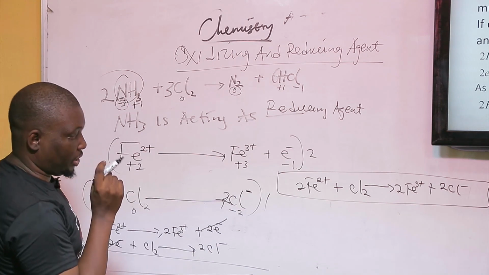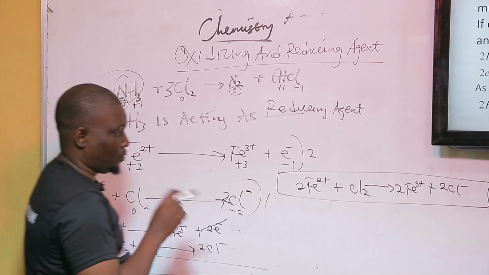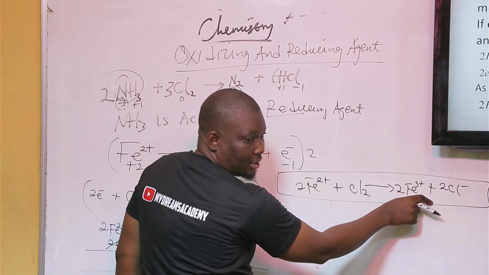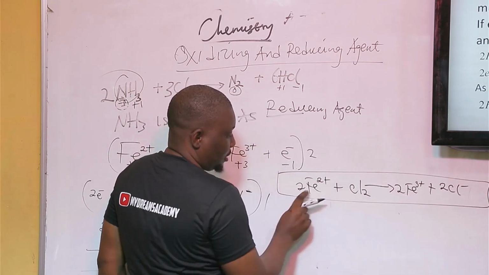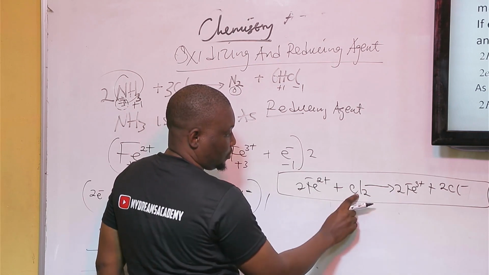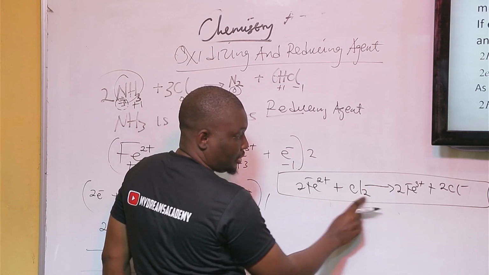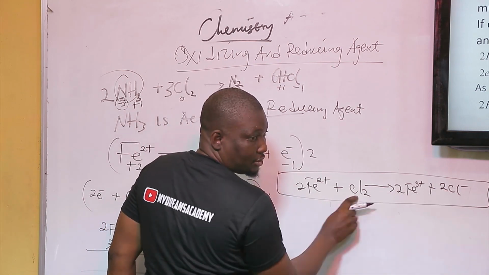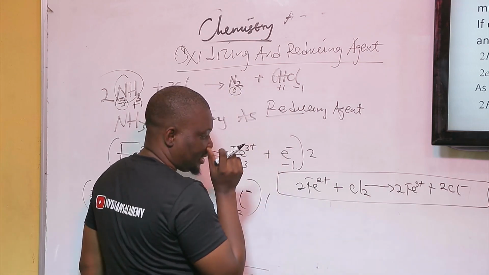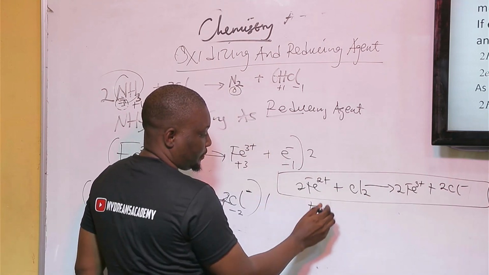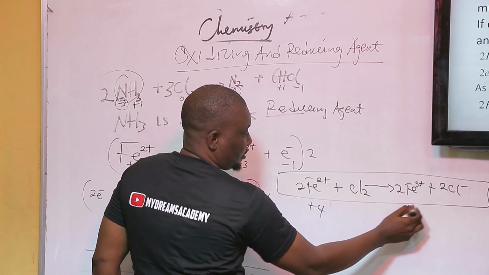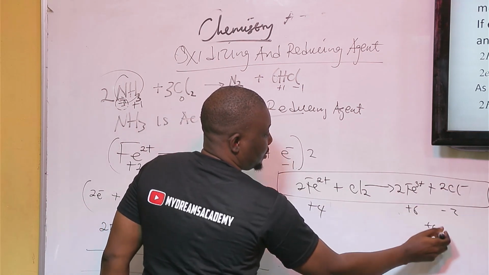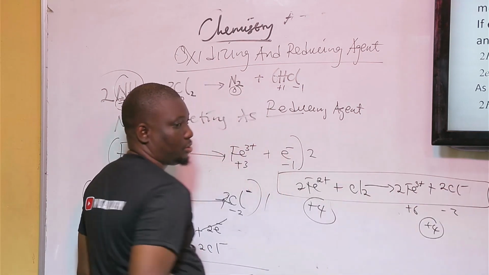And this reaction must also make sure that the number of atoms at the reactant side is equal to that at the product side. Have 2 moles, have 2 moles. You have 1 chlorine molecule, 2 atoms, so the atoms are balanced here. Charges: the total charge here is +4. This is 6 minus 2, which is still 4. So it appears that the equation is balanced.